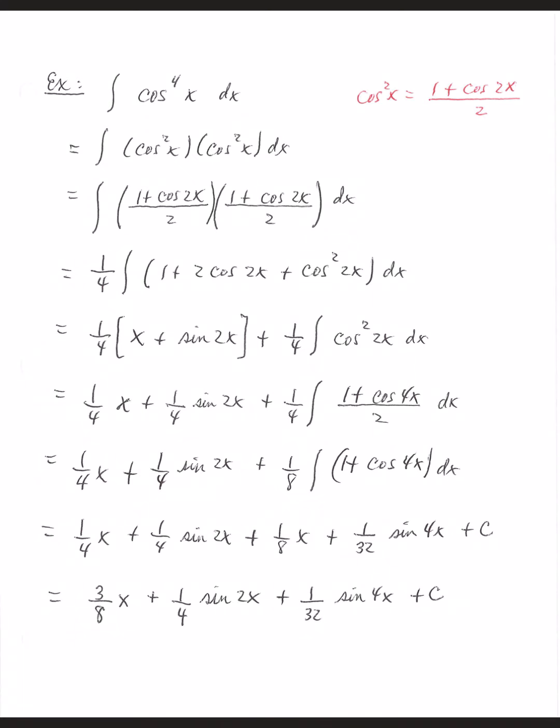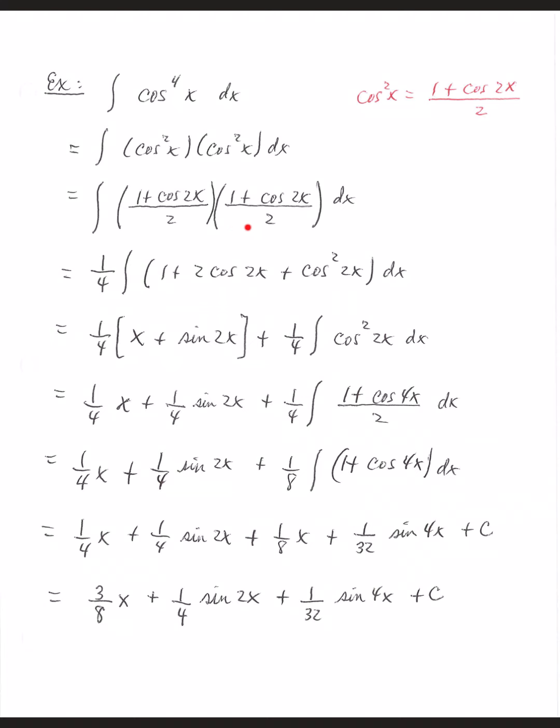The first two terms you can get the antiderivative pretty nicely. The antiderivative of 1 is x. The antiderivative of 2 cosine 2x is sine 2x. If you don't trust yourself, take the derivative, see if you get that term back. The derivative of sine 2x is cosine 2x times 2 from chain rule.